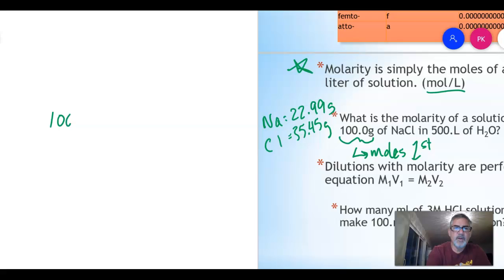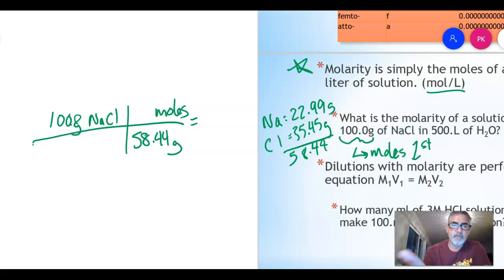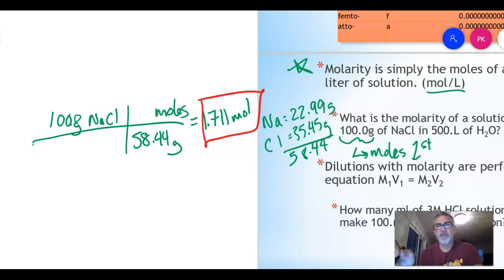If we can remember how to do that, I'll do that over here. So I've got 100.0 grams NaCl. I put my molar mass here, because I want to get the moles, so I have to put my molar mass at the bottom. So you have 58.44 grams. On the calculator, that would be equal to 1.711 moles. So that's my moles, and I've got four digits because I have four digits.